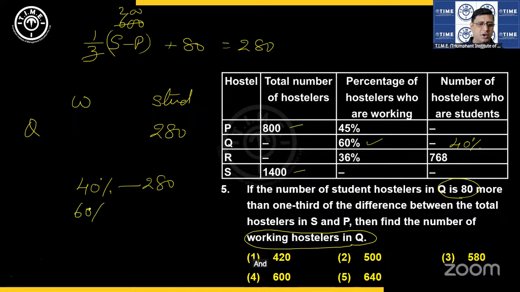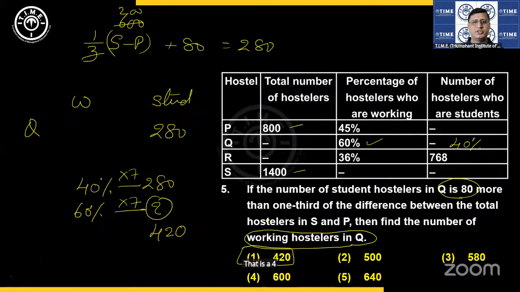And it is asking to find out the hostlers who are working, which means 60% is to be found. How many times of 40 is equal to 280? 7 times. Just observe, 7 times of 60, that is 420. The right choice is option number 1. The first choice is the right answer.